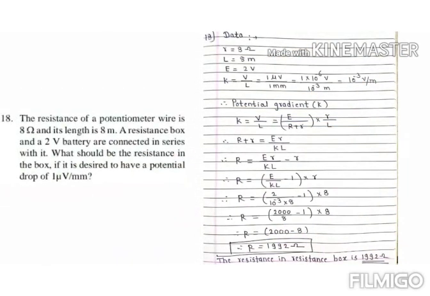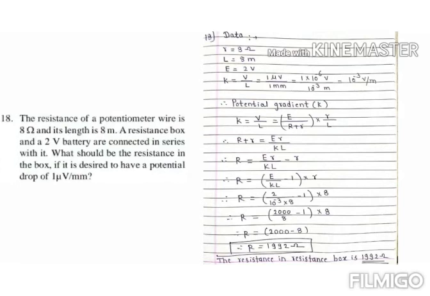Now, we will start the last numerical of this chapter, that is, the resistance of the potentiometer wire is 8 ohm and its length is 8 meter. A resistance box and a 2-volt battery are connected in series with it. What should be the resistance in the box if it is desired to have potential drop of 1 microvolt per millimeter?